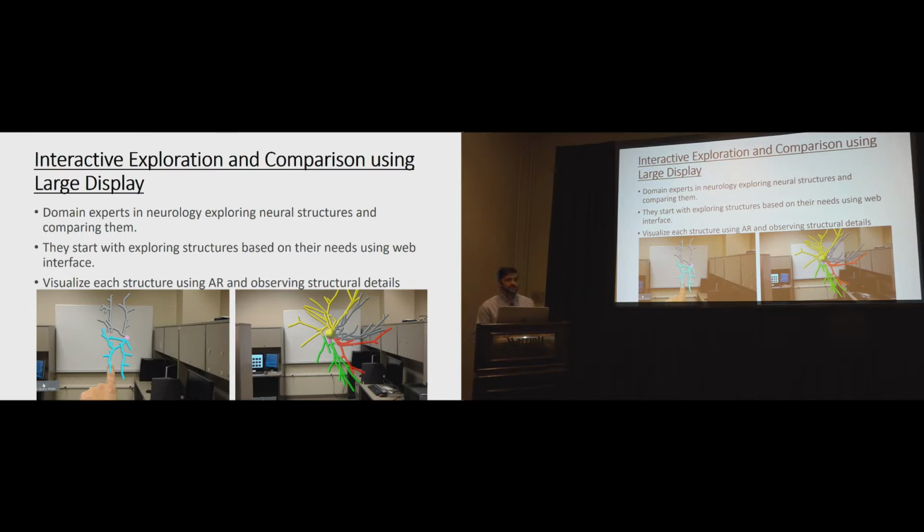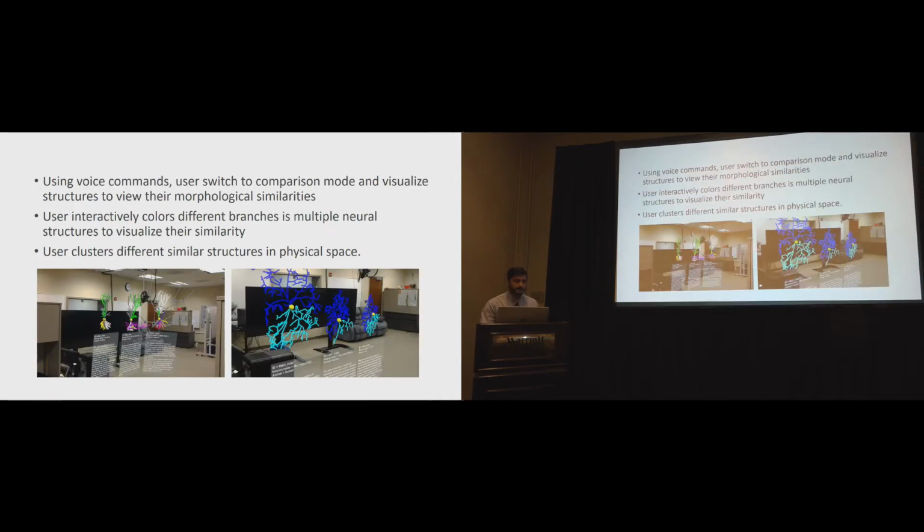So consider domain experts in neurology exploring the neural structures and trying to compare them. They can start off by exploring the structures based on their needs or the structures that they find interesting in the database, and they can visualize each structure using AR, observing them closely, rotating them, scaling them, and doing manipulations. Using voice commands, the user can switch to a comparison mode where they can visualize the structures to view their morphological similarities. The user can interactively color different branches in the multiple neuron structures to visualize their similarities so that they can view them and confirm the results.